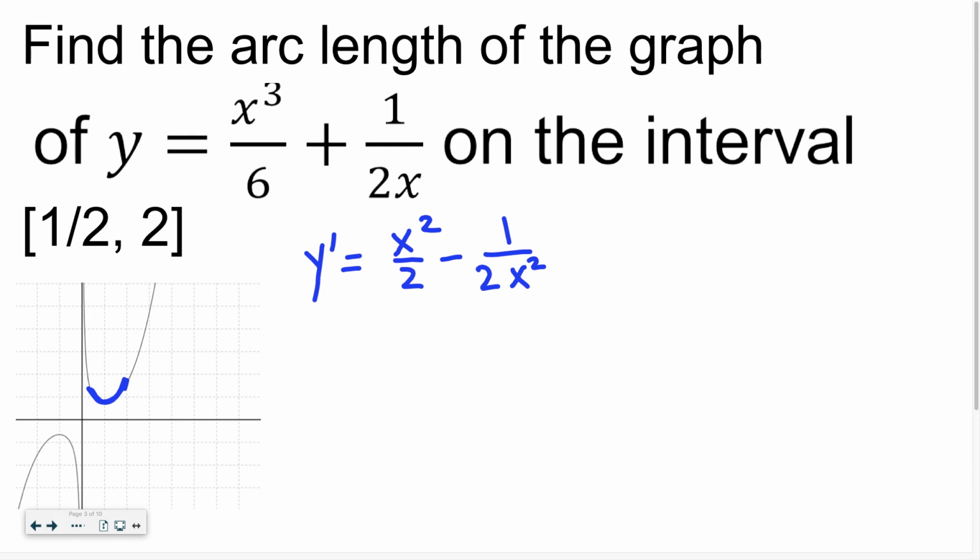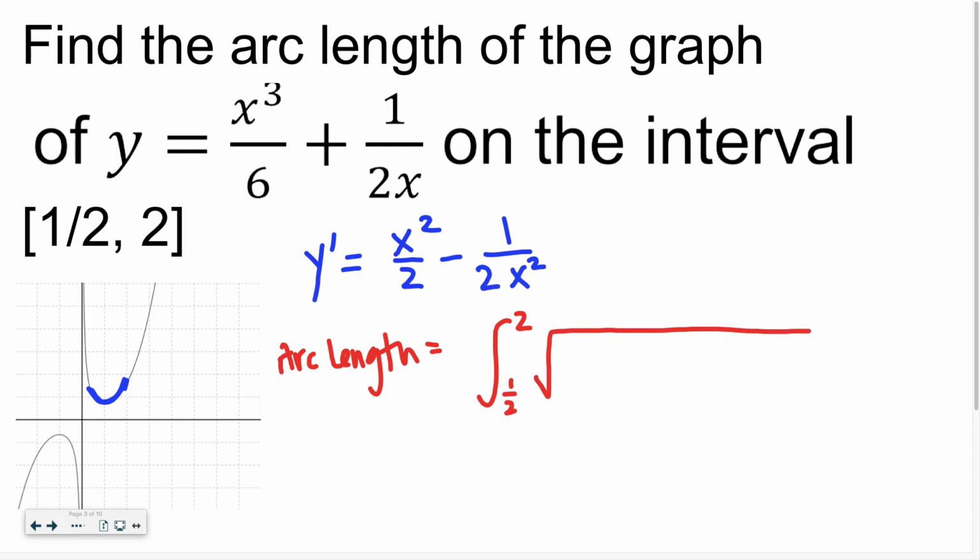Okay, so arc length is the integral from a to b, so they told us 1/2 to 2, of the square root of 1 plus dy/dx squared. And we're integrating this by hand, by the way.